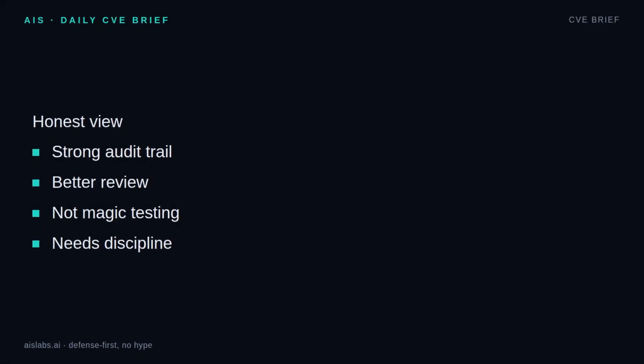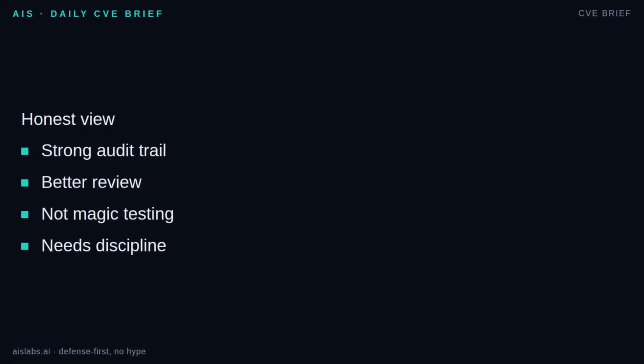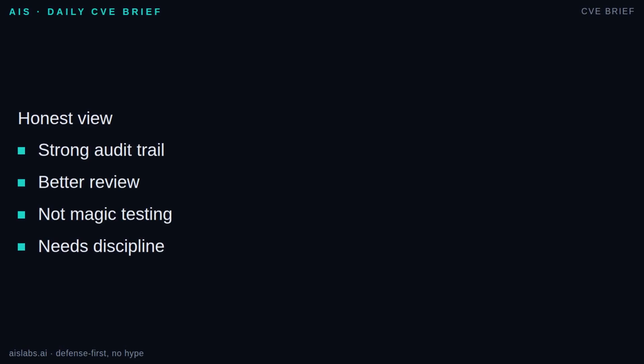The strength is control. You get a clean audit trail, repeatable review, and a rollback path. Commit history answers who changed this, when, and why. Pull requests make detection engineering visible to the team. Diffs catch small mistakes that cause big gaps.